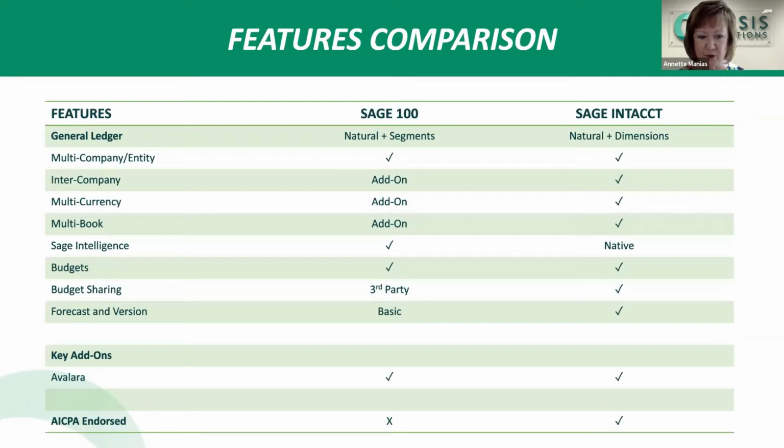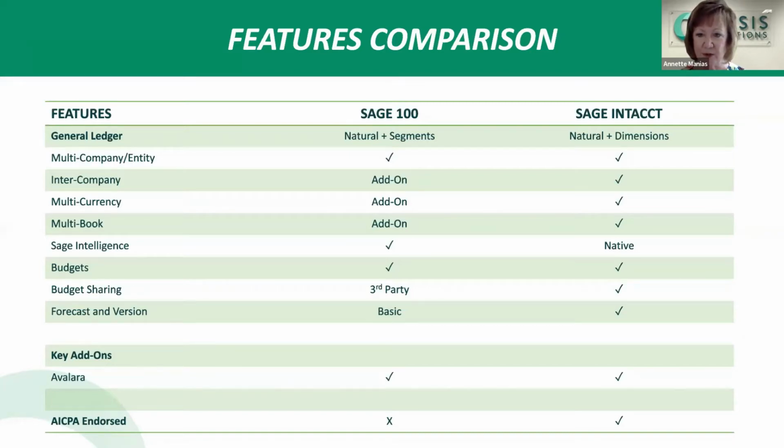Some other things that are feature comparisons. In the past couple of years, we have had more questions about multi-currency with Sage 100 as people do business outside of the country, and then intercompany because they have multiple companies within their system. You can do those things with Sage 100, but as you can see on the right hand side, they're more inherent and native in Sage Intacct. So it can be done, it's just a little bit of a different way.